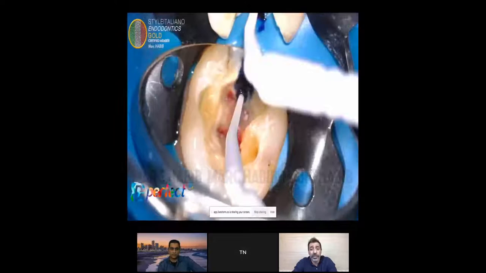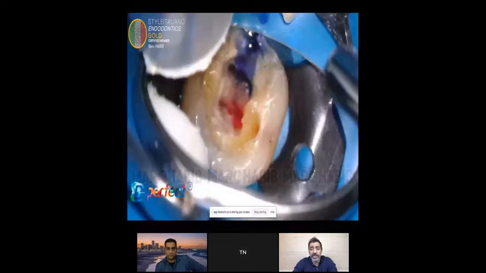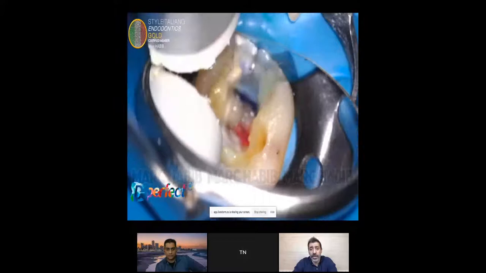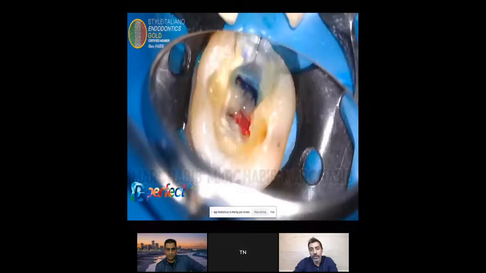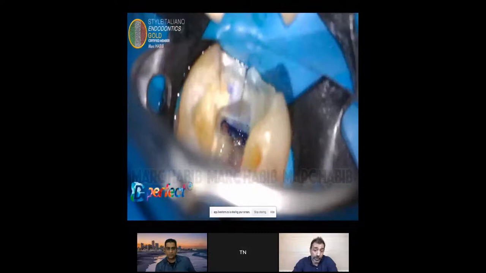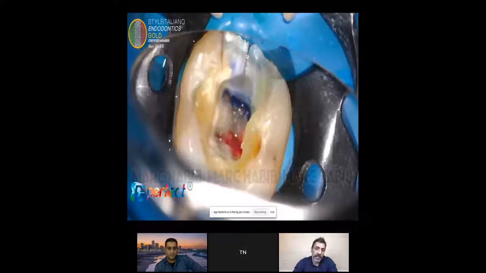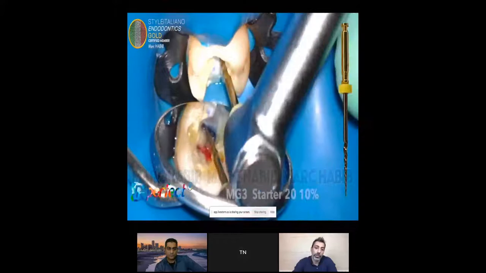In fact, after the access cavity, I put some methylene blue on the distal wall, and after painting it and drying it, I was able to locate the crack line under the microscope. So this is the crack line on the distal wall of the access cavity. This is a big disadvantage for the tooth, but it is a treatable tooth. I'm not going to extract the tooth since the crack line is not spreading onto the pulp chamber floor, and it's not spreading onto the mesial wall, so it is still in the distal wall.